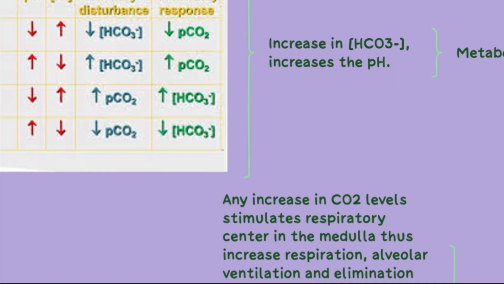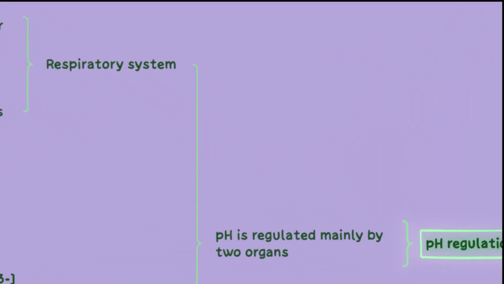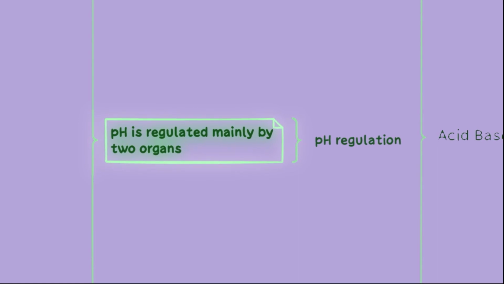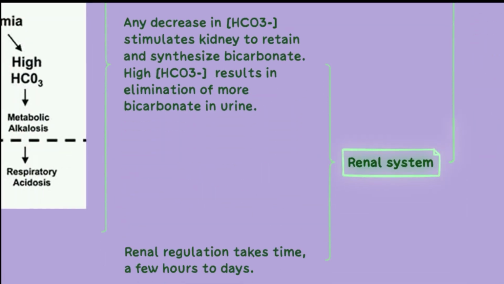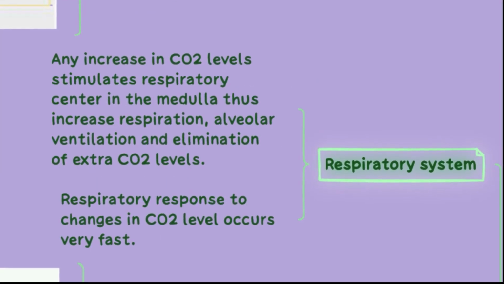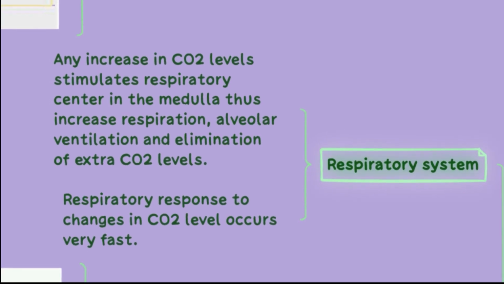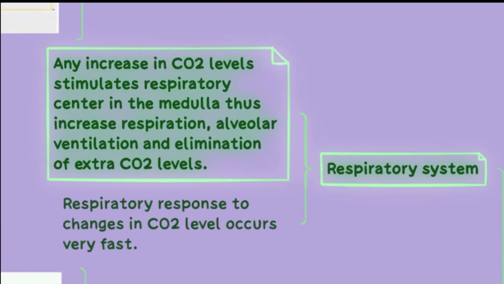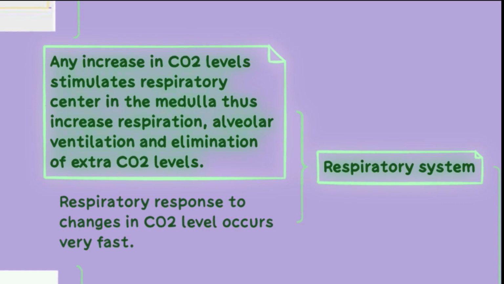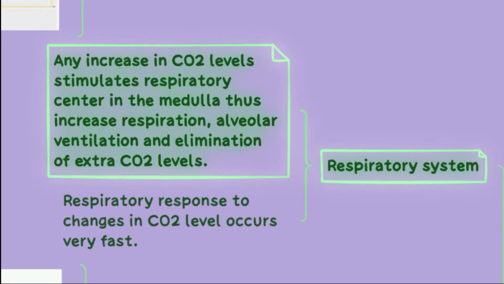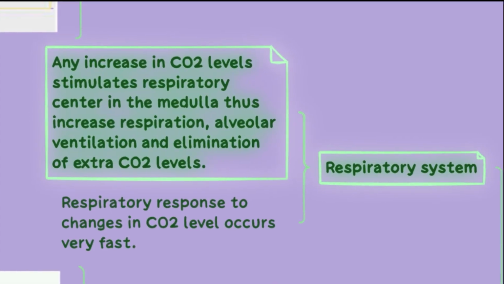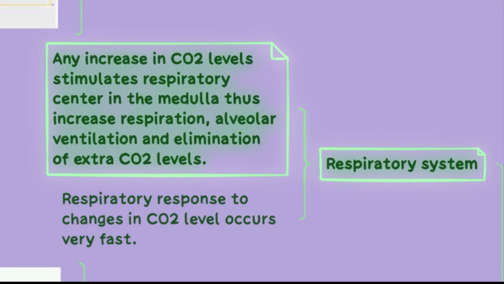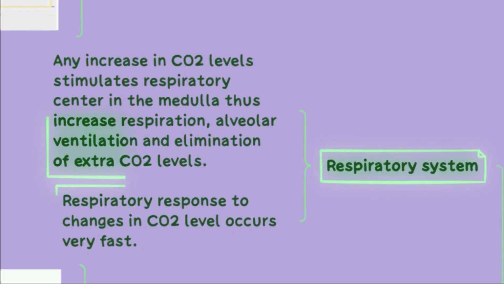We talked about deviation from normal pH, but what regulates this mechanism? The pH of the body is primarily regulated by two main systems, the respiratory system and the renal system. The respiratory system plays a vital role in regulating pH by controlling the levels of carbon dioxide in the blood. When CO2 levels increase, it stimulates the respiratory center in the medulla of the brain, leading to an increase in respiratory rate and depth. This results in enhanced alveolar ventilation and the elimination of excess CO2 through the lungs, which helps to restore the pH balance. The respiratory response to changes in CO2 levels is rapid.